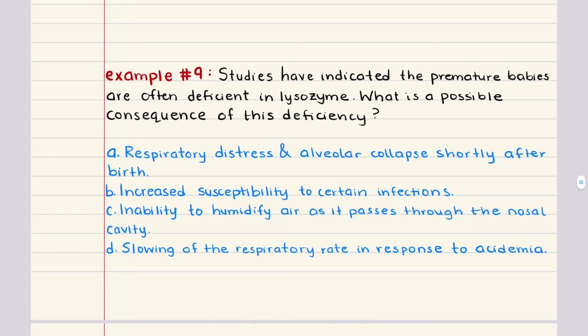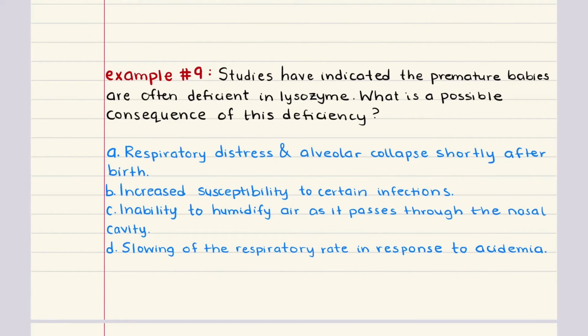Problem 9 says, studies have indicated that premature babies are often deficient in lysozyme. What is a possible consequence of this deficiency? This question is about lysozyme, an enzyme that's found in many secretions of the respiratory tract, including the mucus and tears. It plays a really important antibacterial role, and it does this by breaking down the peptidoglycan layer in bacterial cell walls, especially in gram-positive bacteria.